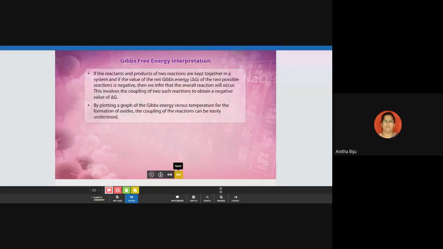If the reactants and products of two reactions are kept together in a system, and if the value of Gibbs energy is negative, then the overall reaction will occur. This involves coupling of two such reactions to obtain negative value of delta G. I will explain this point. Okay.